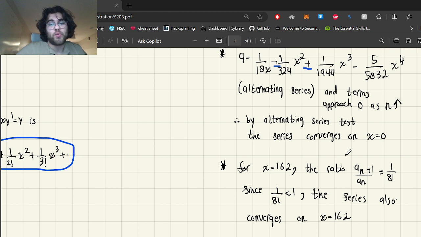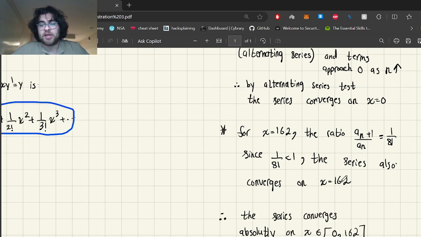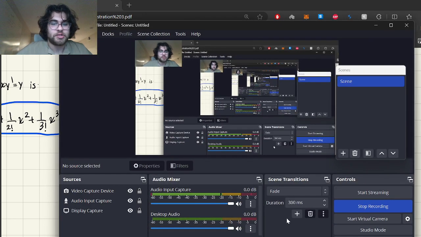However, for x equals 162, we use the ratio test, which is a(n plus 1) over an, which is 1 over 81. Again, since 1 over 81 is less than 1, the series also converges at x equals 162. Therefore, the entire series converges absolutely on the interval from 0 to 162, and it's included, because we tested the endpoints. And yeah, that's my demonstration. Thank you.